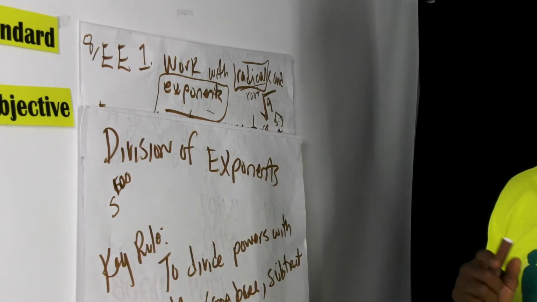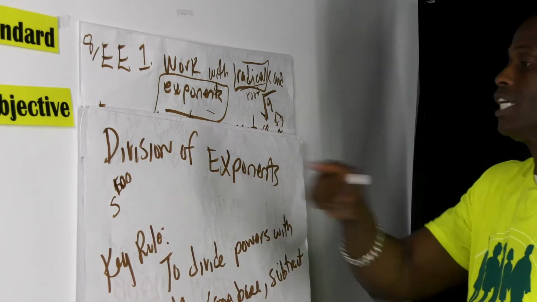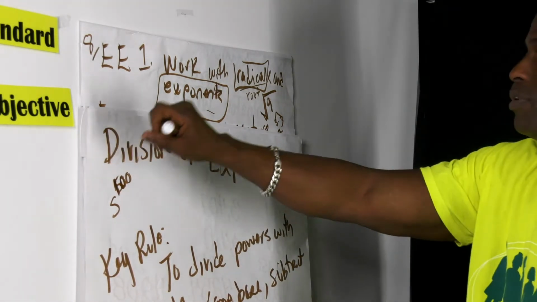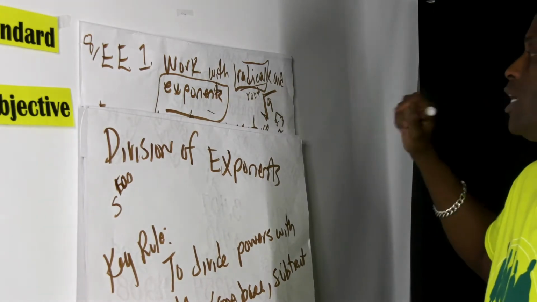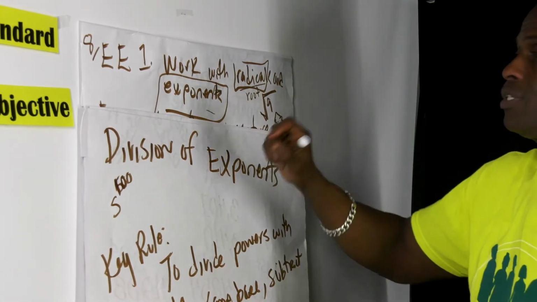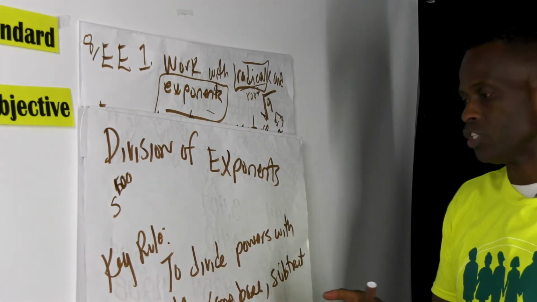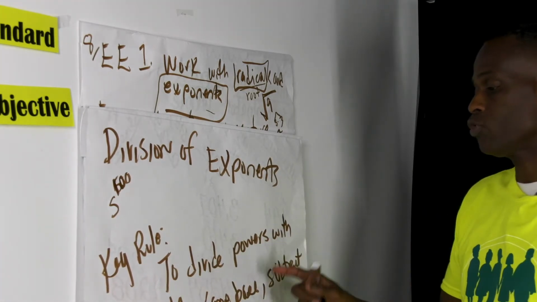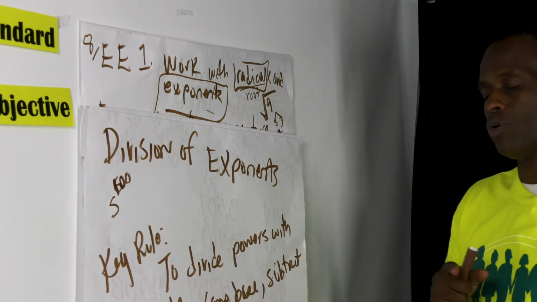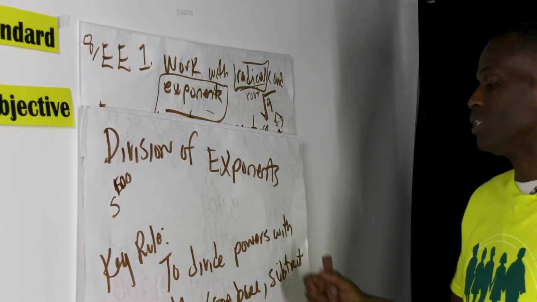And a key rule we're going to work on today regarding this particular standard is division of exponents. That's the objective here under EE1. Working with radicals and exponents, our focus again is just on exponents. It's the division of exponents. In particular, this rule deals with dividing powers with the same base. The last one we did was multiplying, but this one, when dividing powers with the same base.